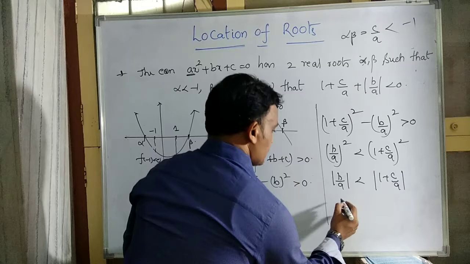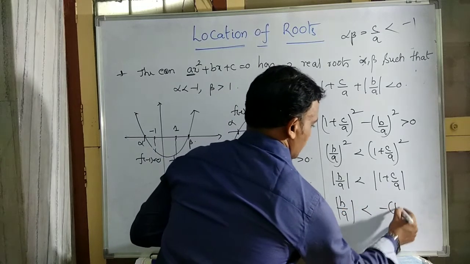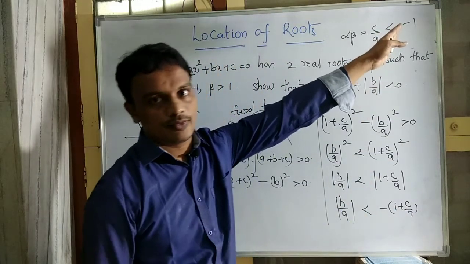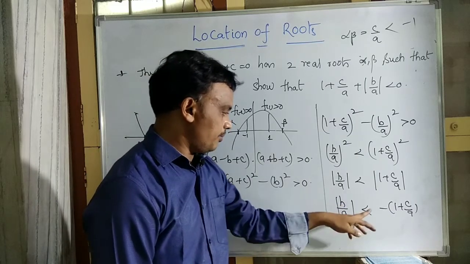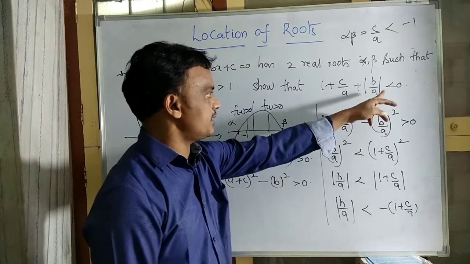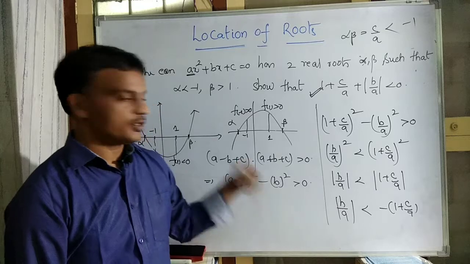Then can I write like this? Modulus of b by a is less than minus of 1 plus c by a. Why? Because 1 plus c by a is negative. Then I can get modulus of b by a plus 1 plus c by a is less than 0. That will be the problem. Okay, next. Come on students, make a note.